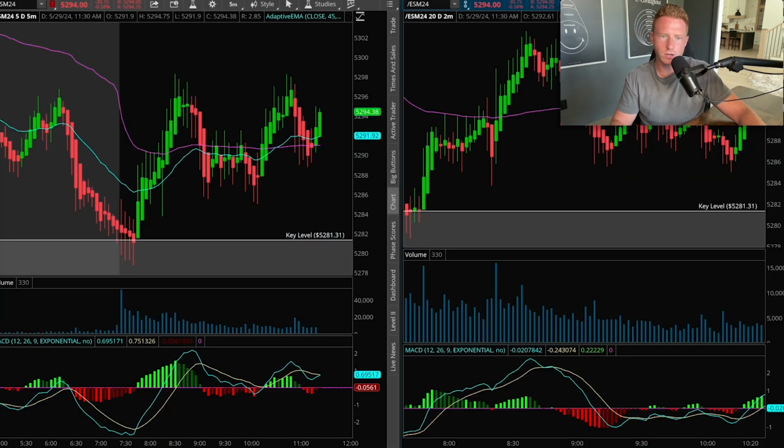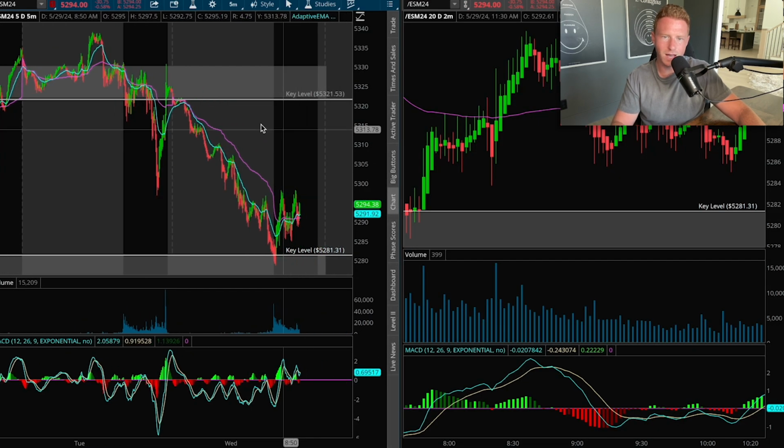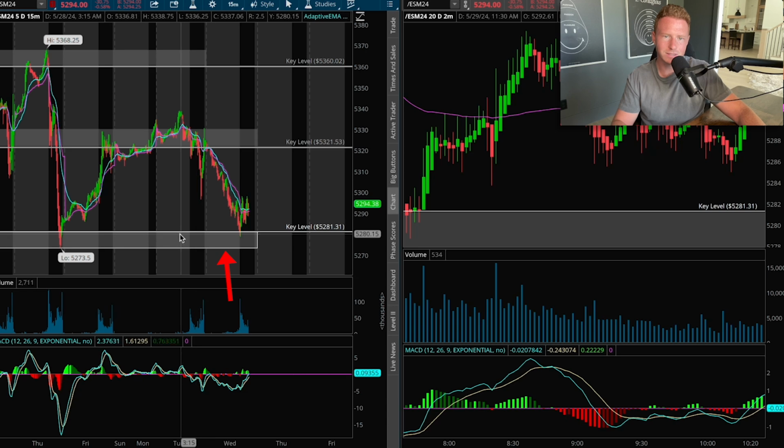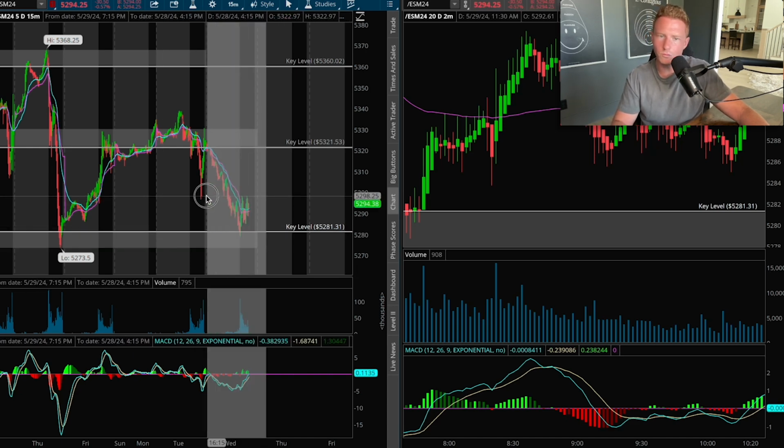So if I go over to the chart here, let me just zoom out. I'm on a 5-minute time frame on my left. If I go over to a 15-minute time frame, we can see we had a key support area down here in this 52.80 range. This is the zone I had marked for quite a while before the market even opened. So I was kind of watching this.